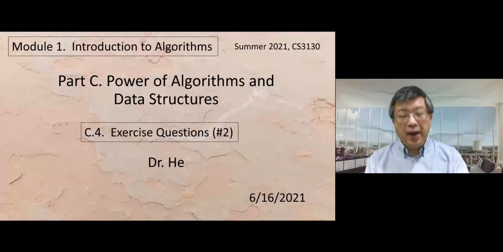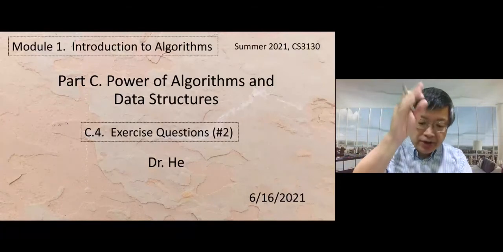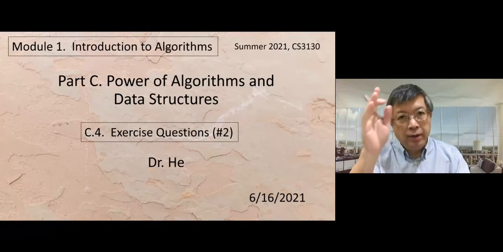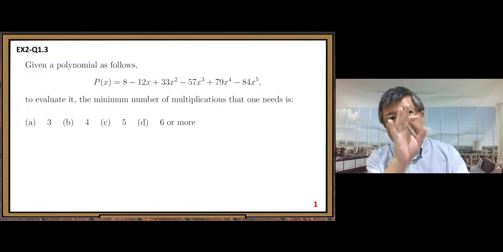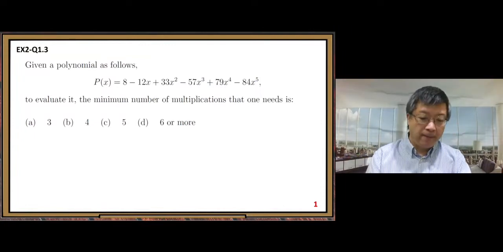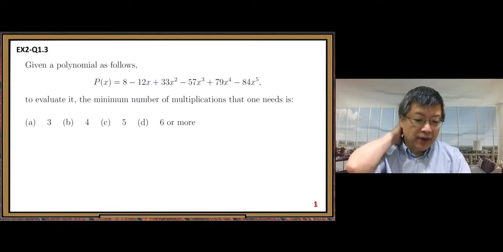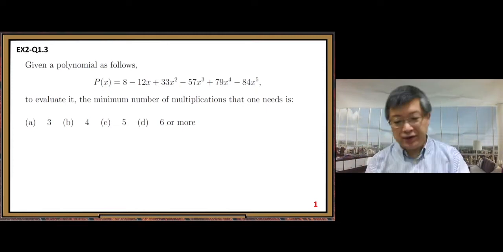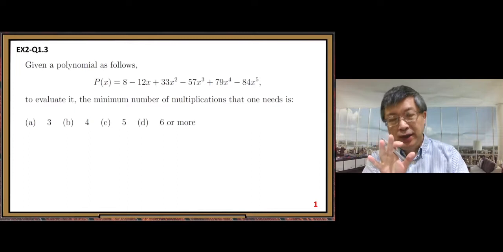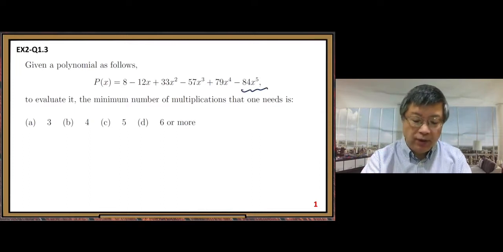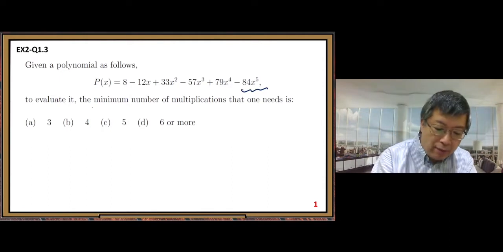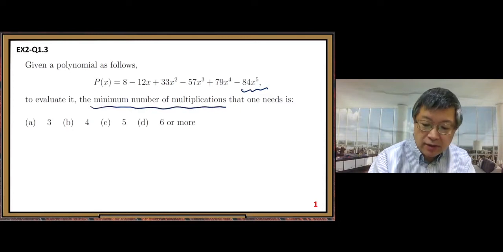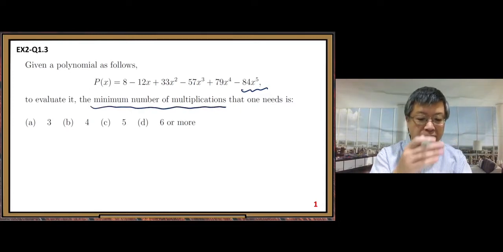The last video today, C.4, exercise questions set number 2. In this part, I give you 2 examples. The first one: given a polynomial like this, here you can see the highest term, degree 5. Then, to evaluate it, the minimum number of multiplications that one needs is one of these options.